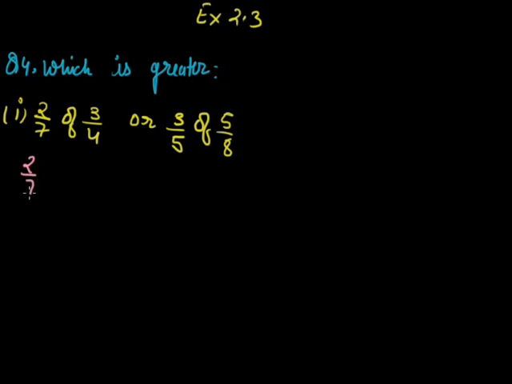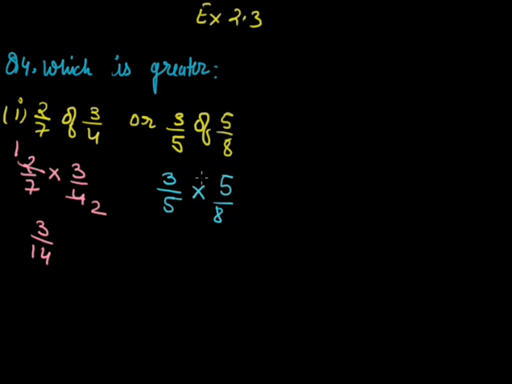So, 2 by 7 of means multiplication, 3 by 4. So, here we can cancel 4 by 2, just 2 ones are and 2 twos are 4. So, it will be 3 by 14. Now, in the next part, if we simplify it, let us find out what will be the value. 3 by 5 of means multiplication, 5 by 8. So 5 will get cancelled and it will be 3 by 8. Because here we'll have 1 and here also we will have 1. 3 ones are 3 and 8 ones are 8.